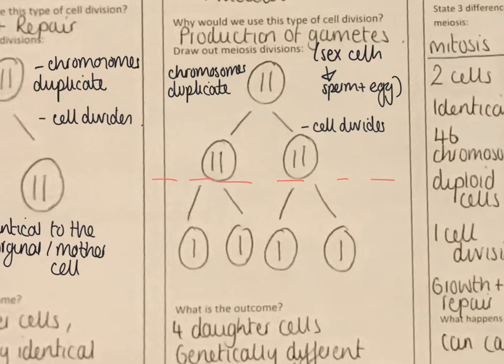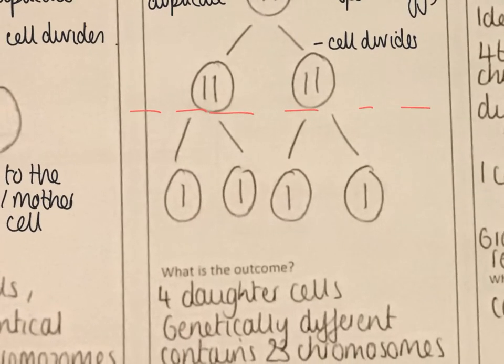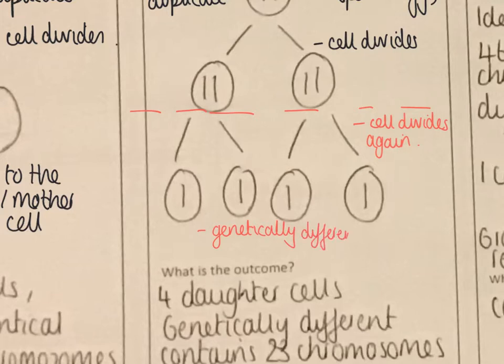But what happens is then those cells will divide again, okay? And as they divide again, so I'm going to do it in red. The cell divides again, okay? And then what happens then, we end up with daughter cells, but they are genetically different, okay? They are different to the original cell, or to our mother cell, as we like to call it.